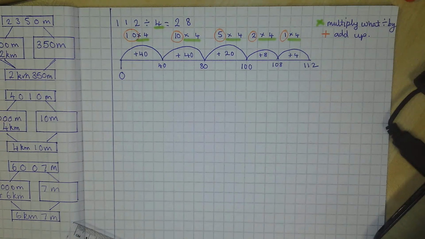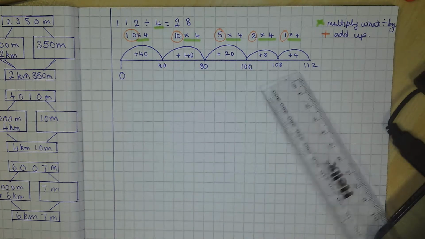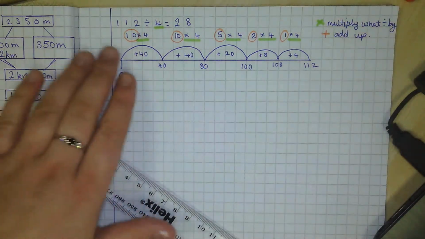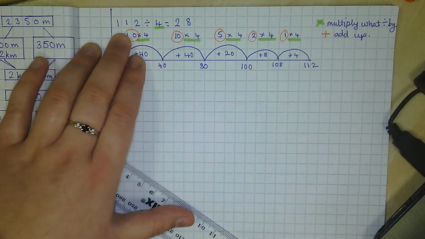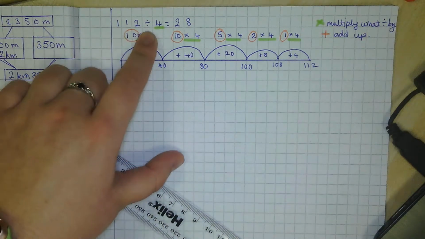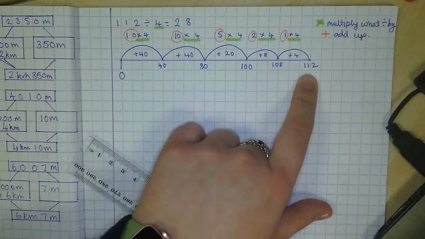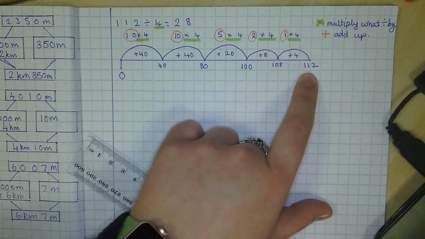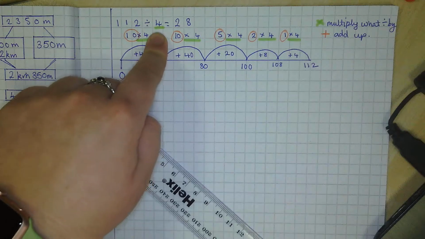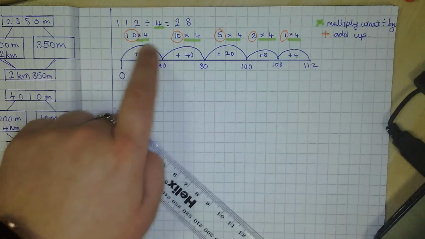of bigger numbers. Now if you remember, this method is called chunking, and we do it on our number line. We start at 0, we always start at 0, and we end on our number that we are dividing. So we've got 112 divided by 4, so the number we need to get to is 112. We're dividing by 4, so we have to times by 4 to give us our chunks.